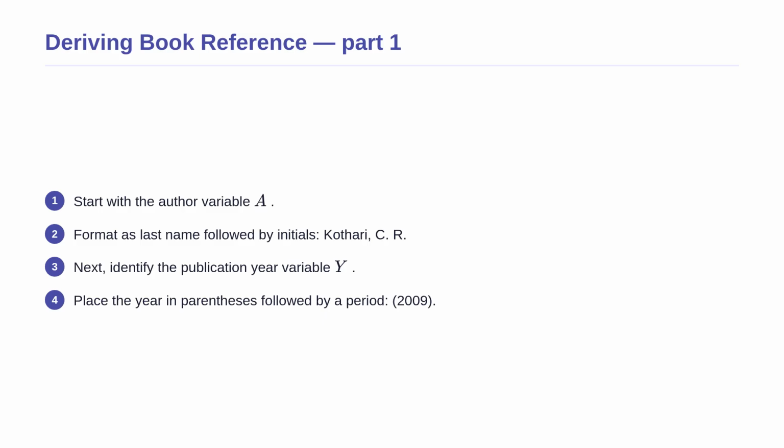Next, we move to the publication year variable, Y. We take the year 2009 and place it inside parentheses, immediately followed by a period. This step-by-step punctuation is crucial because it separates the variables clearly for the reader.